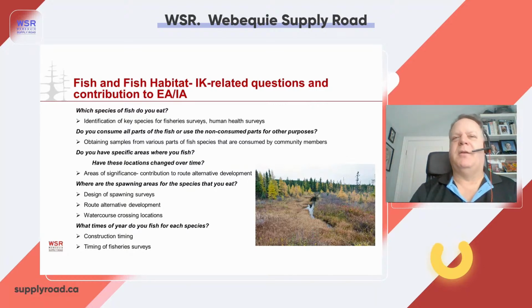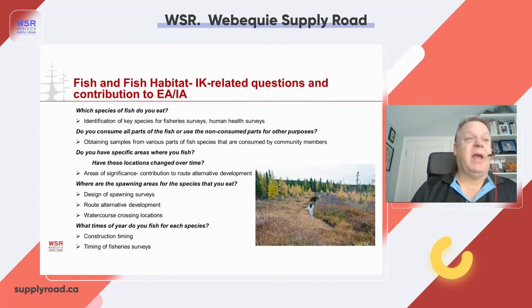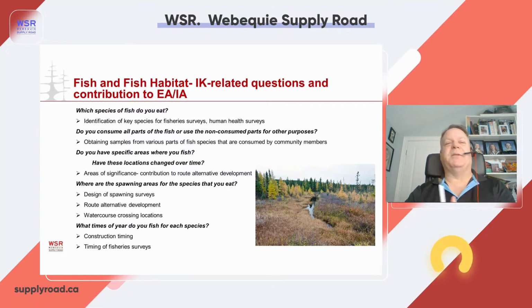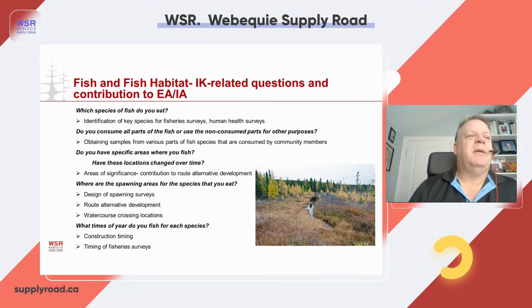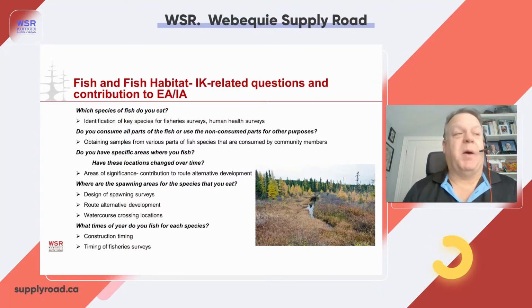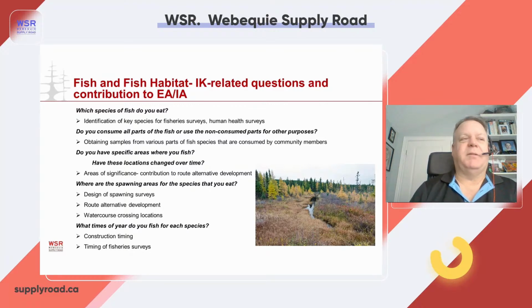Fluctuating flows, water levels and stuff like that? Yes, exactly. Like if flows have changed on a watercourse, and now maybe spawning is occurring someplace else, things change over time. Where are the spawning areas for the species that you eat?